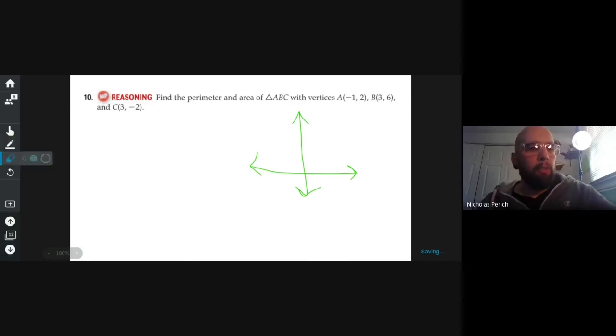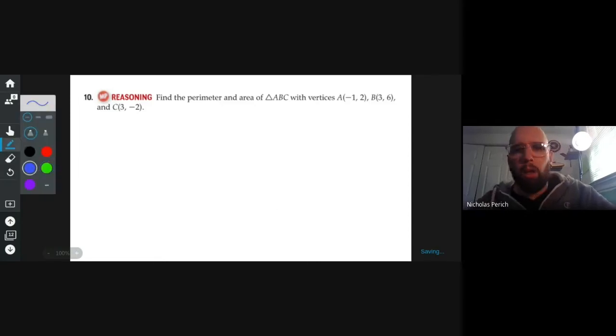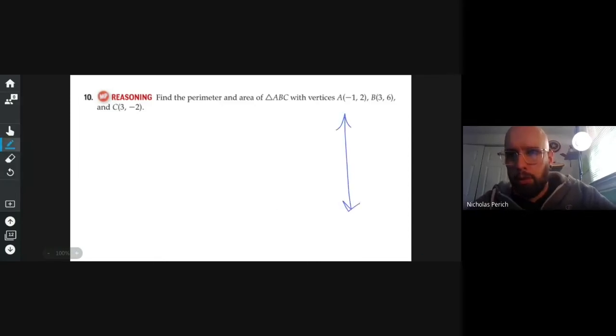So that's the worst graph ever. I'm going to do another graph. All right, so I have -1, up 1, 2, and that'll be A. B is 1, 2, 3, up 1, 2, 3, 4, 5, 6. So that's going to be B. And C is 3, -2.